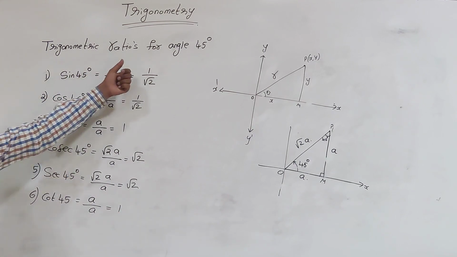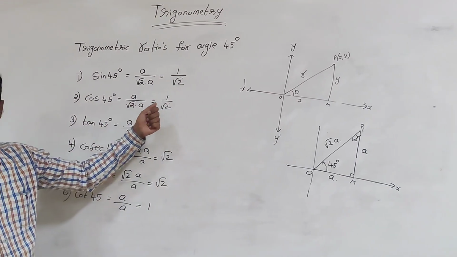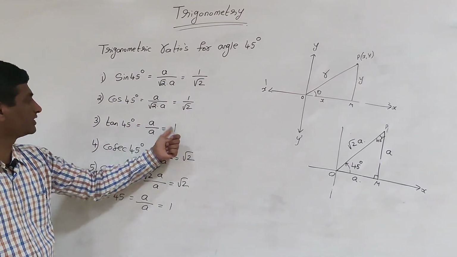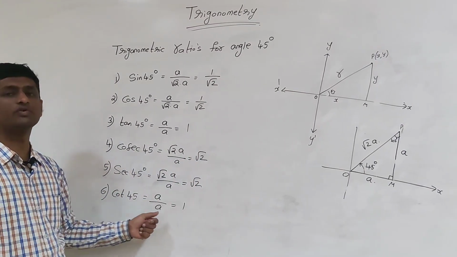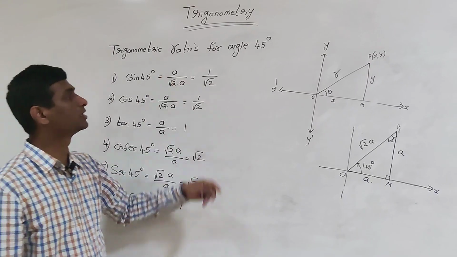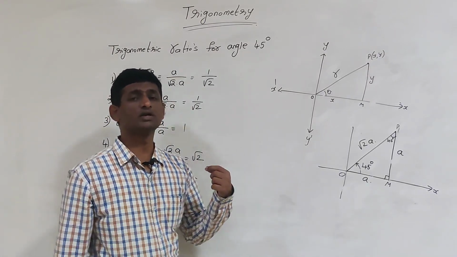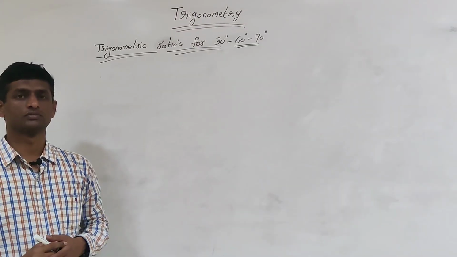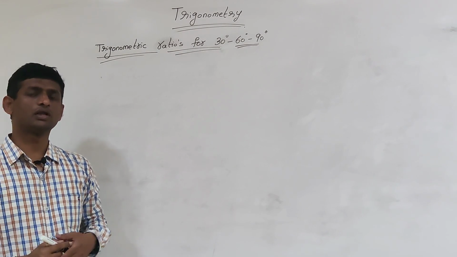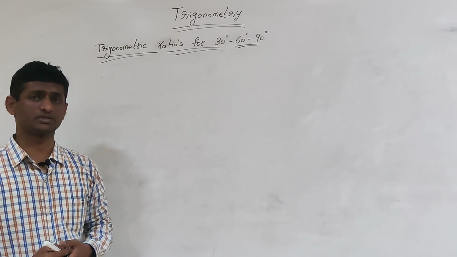So sin 45 is 1 by root 2, cos 45 is 1 by root 2, tan 45 is 1, cosecant 45 is root 2, secant 45 is root 2, cot 45 is again 1. So these are the trigonometric ratios for 45 degrees. Next, we'll go for the trigonometric ratios for 30 degrees as well as 60 degrees.